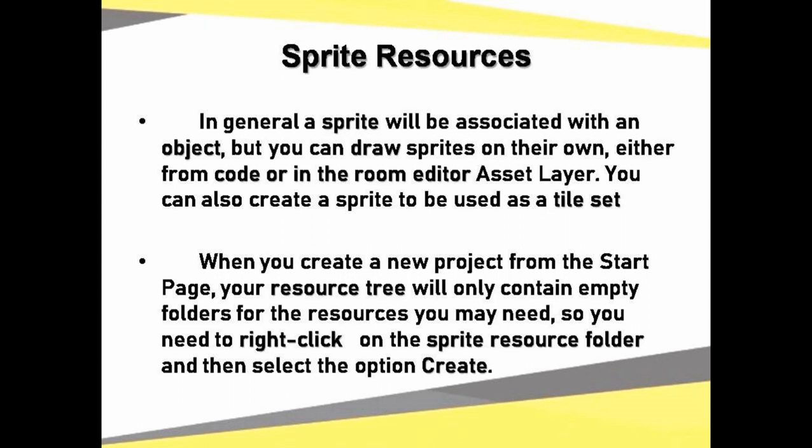And aside from the image editor, we also have tile sets that we can use to modify or manipulate the images that we have. So when you create a new project from the start page, we have a resource tree, which we can see on the right side, which is the same thing as in Game Maker Studio 1, where our assets are, like sprites, objects, resources, rooms, and so on. So what happens is, in the sprites folder, you would be right-clicking it and then selecting the create option for you to create a sprite resource.